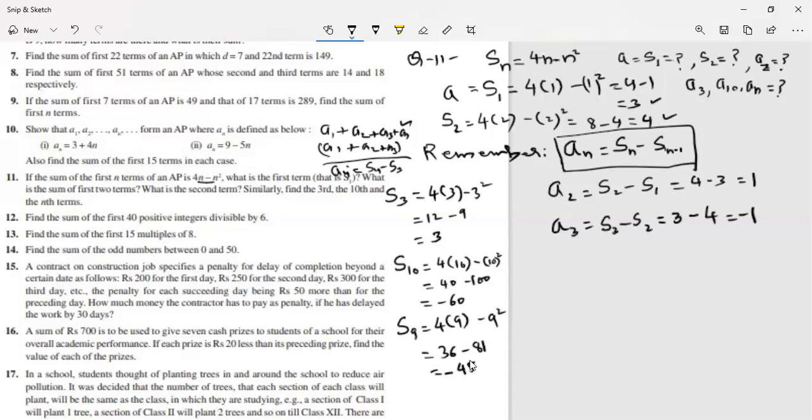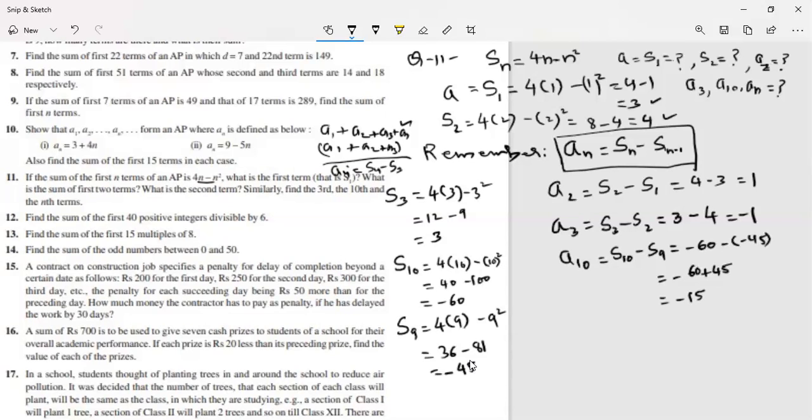Now we have to find A10, the 10th term. What is the sum of the first two terms? What is the second term? Find third, fourth, and nth. So the 10th term A10 will be equal to S10 minus S9, and S10 is minus 60, minus 45. So minus 60 plus 45, minus 15.